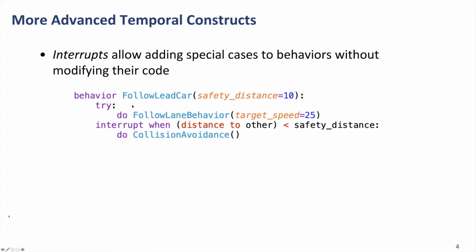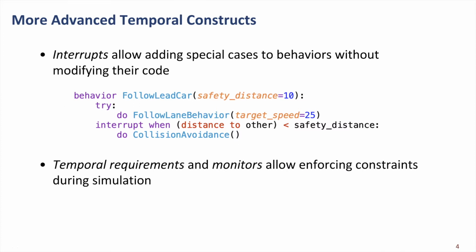So what's going on here is we're saying you do this follow lane behavior, but you monitor this condition, that the distance to some other car might drop below some safety distance. If that condition is met, you suspend the follow lane behavior and switch to this collision avoidance behavior. And when the collision avoidance behavior completes, if this condition is not true anymore, we will resume the follow lane behavior. So this essentially allows us to add some new behavior onto this follow lane behavior without having to open it up and change its code. So this allows us to make modular libraries of behaviors.